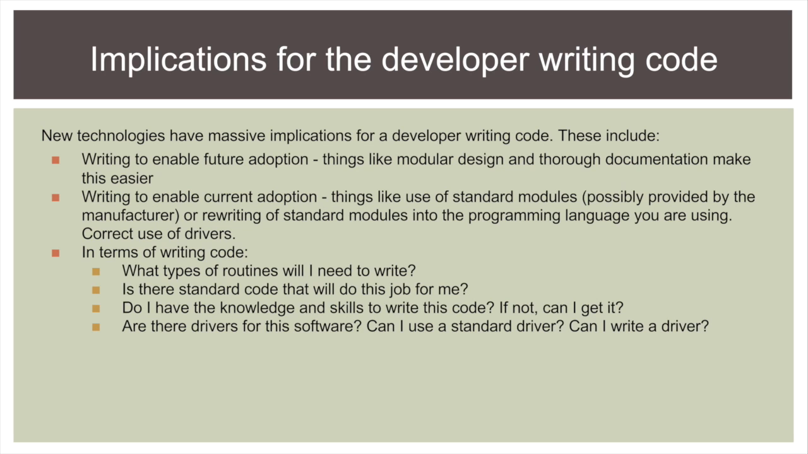So the implications for the developer for writing code, there's heaps. Some examples would be you have to write to enable future adoption of technologies, so using good programming practice like modular design and thorough documentation. You need to write to enable current adoption using things like standard modules provided by the manufacturer of the hardware, or rewriting of standard modules into the programming language you're using if they're provided in a different language. You also need to ensure the correct use of drivers.